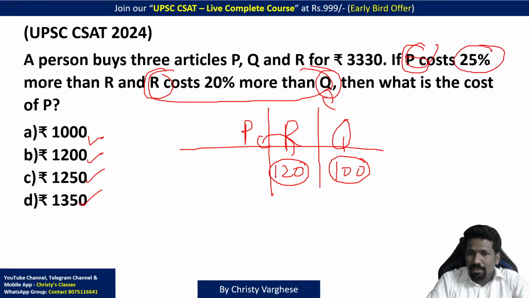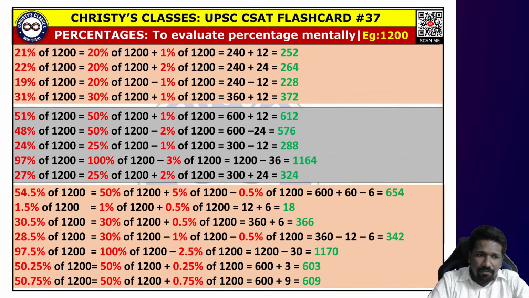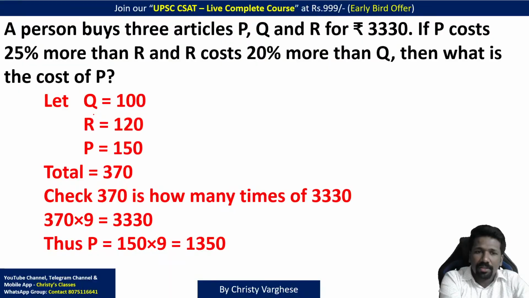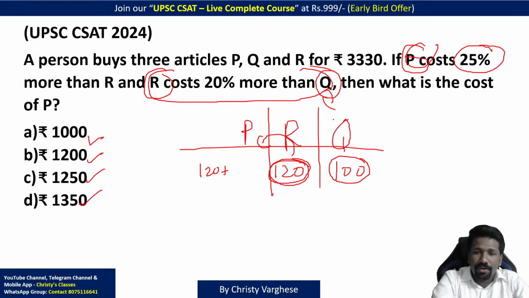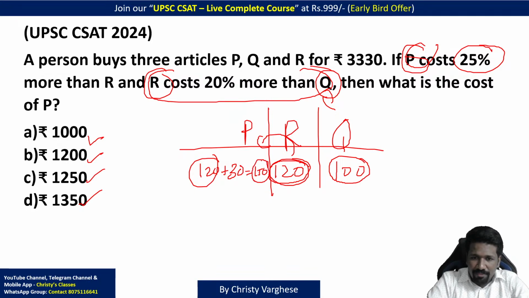P costs 25% more than R means, to the R value 120, you have to add 25% of 120. If you know 25% of a number is half of half the number, then it is super easy. The mental math to calculate percentage is summarized in this flashcard. By this idea, it is very easy. And these flashcards and these concepts will be discussed separately in our complete course also. So 120 plus 25% of 120 is what? Half of 120 is 60, half of 60 is 30. So 120 plus 30, 150 will be P value.